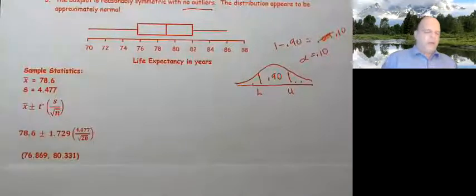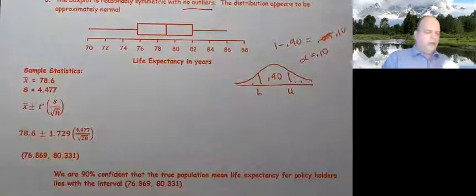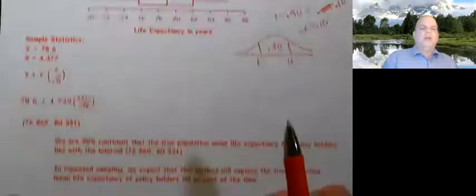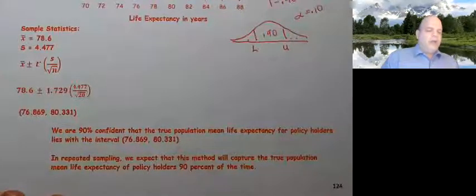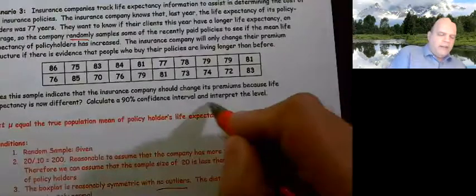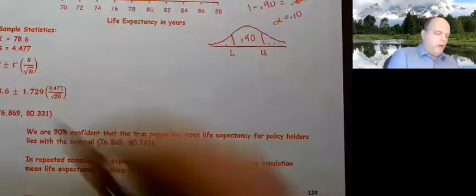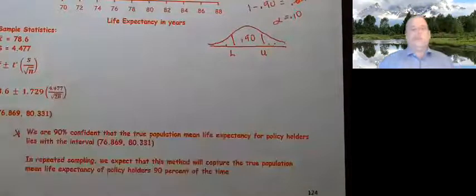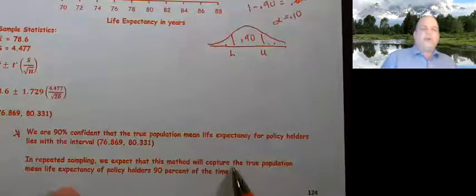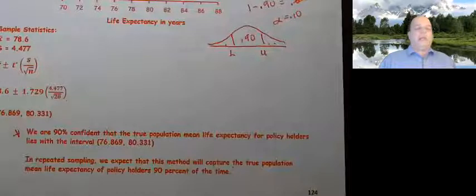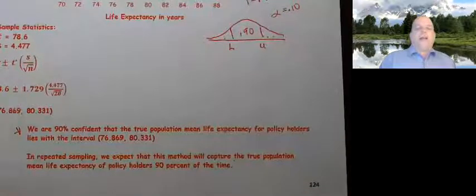So now we need to write our conclusion. Our conclusion was we are 90% confident that the true population mean life expectancy for policyholders lies within this interval. It also asks us to interpret the level. That means interpret the confidence level. And by the way, if you do this, you don't have to do it every single time. This is not required unless they ask for it. Some people just write it down every time as well. Nothing wrong with that. And all this is our brag, okay?